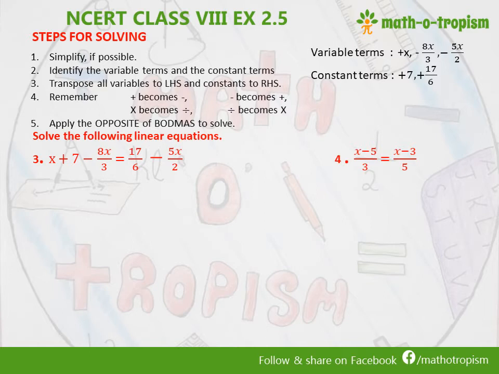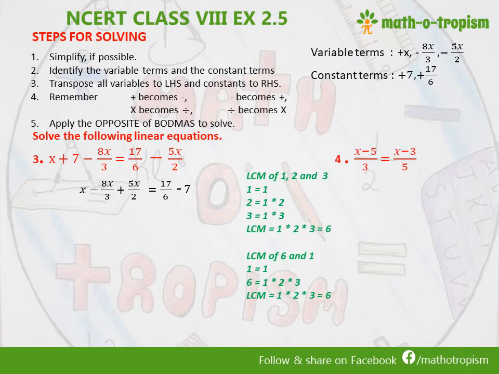Always remember, a variable has a sign which is to the left of it. So 8x by 3 will have a minus. So x minus 8x by 3 plus 5x by 2 is equal to, first we write the constant which is already there on the right hand side, 17 by 6, and then we write the term which is coming from the left hand side, minus 7. Again we need to take the LCM. So the LCM of 1, 2 and 3, because on the left hand side the x denominator is 1, comes as 1 into 2 into 3, which is 6. Similarly on the right hand side, since 6 is the only thing remaining, we just have 6 as the LCM.